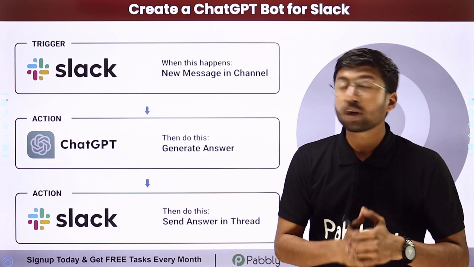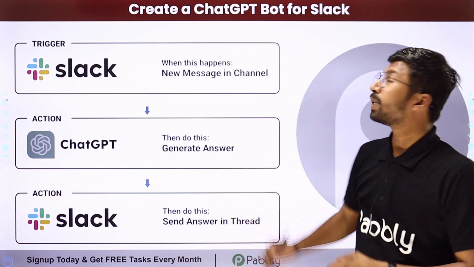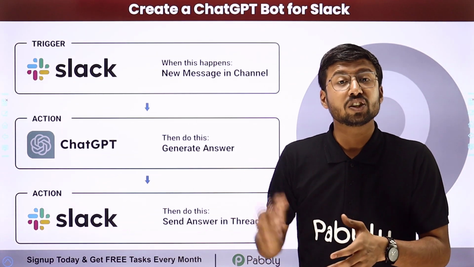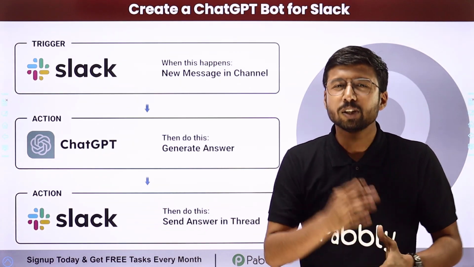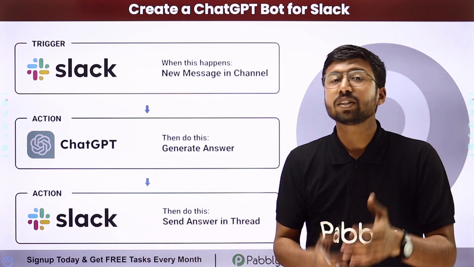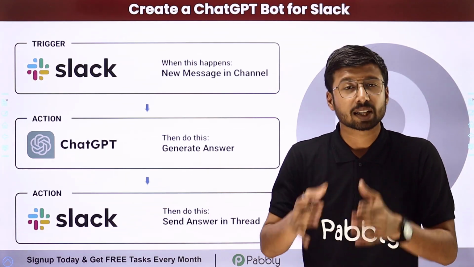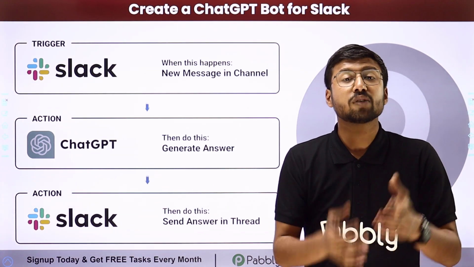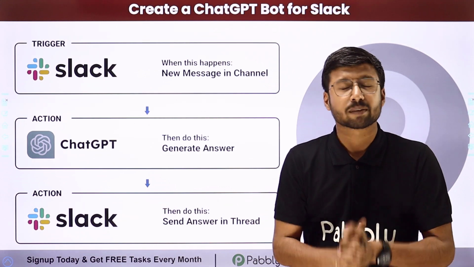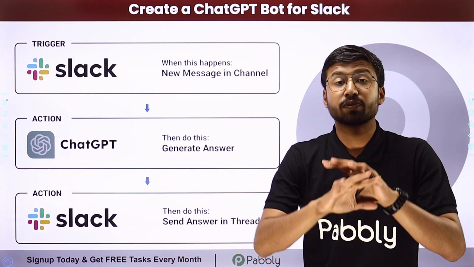So in this video, we are going to learn how to create a ChatGPT bot for Slack. Let's say you and your team members communicate with each other on Slack, and on your Slack channel, you also want to add the power of ChatGPT in such a way that whenever someone sends a message on your Slack channel, you want to generate an answer for that same message using ChatGPT and get that answer back in Slack. So let me tell you, you can do this with automation.